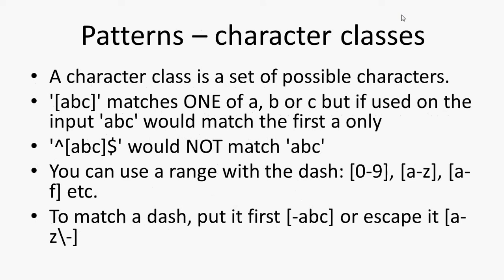So a character class, you'll see a lot of these and they use square brackets, and really you're just saying that you want to match one in a set, or one or more in a set of possible characters. So on that second line there, ABC is not matching the string ABC, it's matching one of the letters inside those square brackets. So if you ran that against the string ABC, it would work, but it would only match the first A. It wouldn't match the whole string.